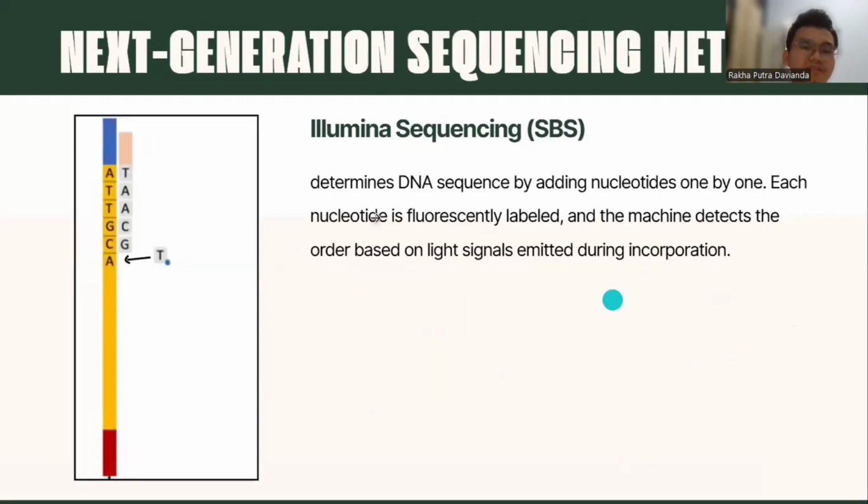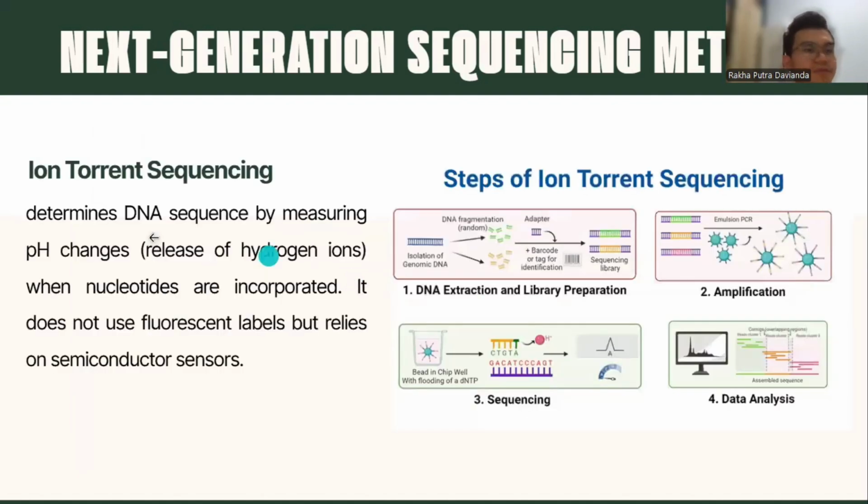Next are the next-generation sequencing methods. The first one is Illumina sequencing. It determines the DNA sequence by adding nucleotides one by one. And Ion Torrent sequencing determines the DNA sequence by measuring pH changes when nucleotides are incorporated. It doesn't use a fluorescence label but relies on semiconductor sensors.